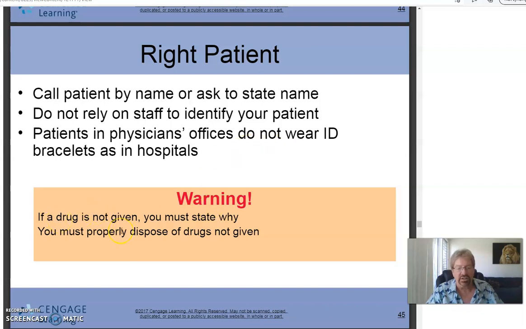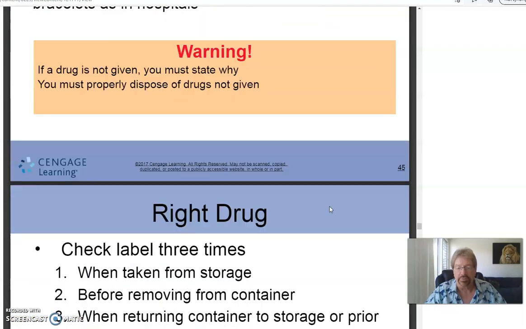Warning, if a drug is not given, you must state why. You must properly dispose of drugs not given. Why, guys? You'd be amazed at the number of nurses and doctors and other healthcare people who siphon off drugs from their patients to feed their own habit. I don't want you to take that worse than what it is, but it is a real problem. So you must dispose of them and document it. Why? Otherwise, you can't be slipping them in your pocket.